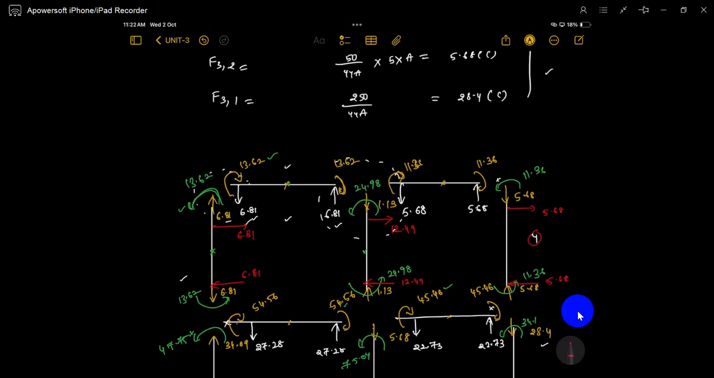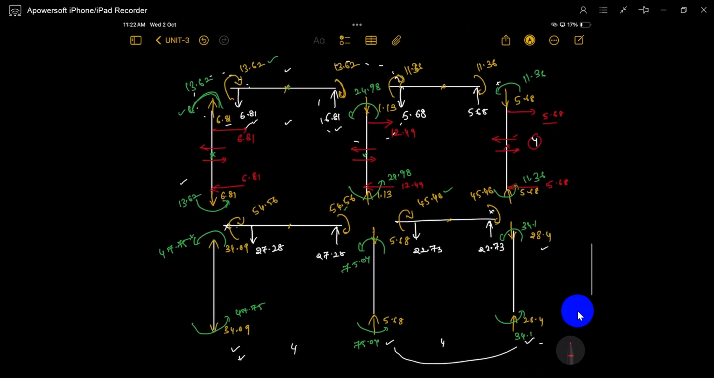You may write it like this, but no need, because that's the point of contraflexure. Only shear is transverse. That's 5.68. This is also 5.68. No need to write it, I will just show. Okay. So the lower one is also 4 meters. So 2 times the moment divided by length. So length is 4 meters, so 2 times divided by 2 divided by 2 will come.